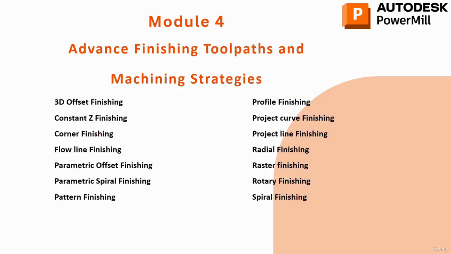So I have already started module number 4, which is Advanced Finishing Toolpaths and Machining Strategies, and we have covered the 3D offset finishing, constant Z finishing and corner finishing. Today we are going to start the Flowline Finishing operations. As you know from the name, Flowline should follow the lines and curves to flow and then create a finishing operation on the object. So let's get started and see how we can create Flowline finishing operations.